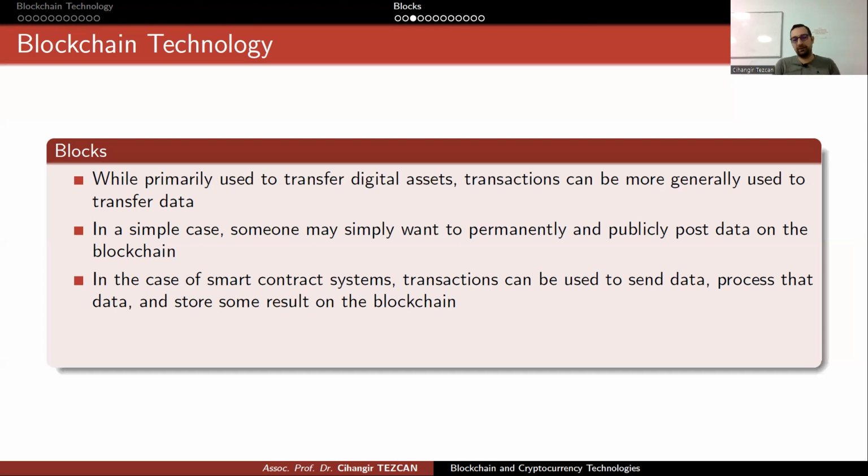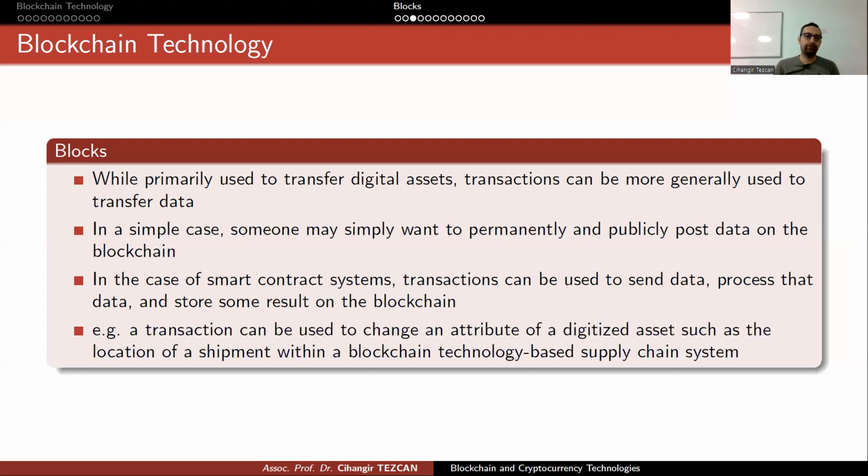But if you think about the Ethereum case, where you have programming code and you write it to the blockchain, Bitcoin doesn't work like that. We will explain it in more detail when we talk about how Bitcoin works and how it is different from Ethereum and so on. For example, a transaction can be used to change an attribute of a digitized asset, such as the location of a shipment within a blockchain technology-based supply chain system. So as you can see, you don't need to transfer assets all the time. You can actually digitally write some info on the blockchain, okay?